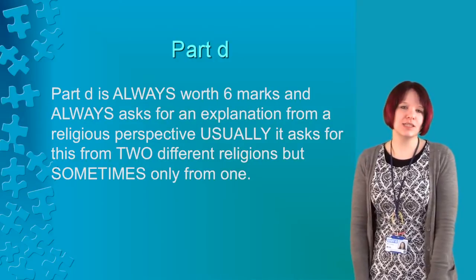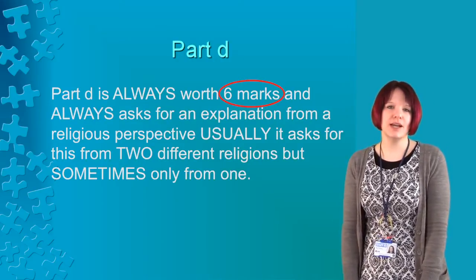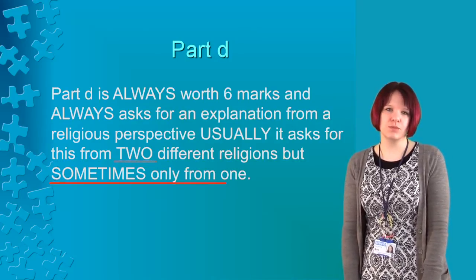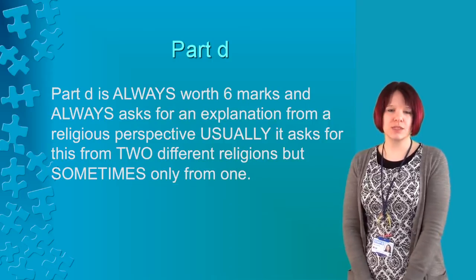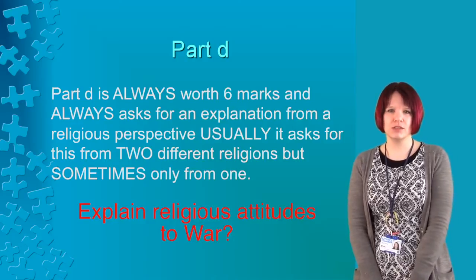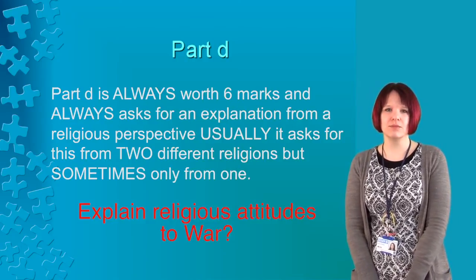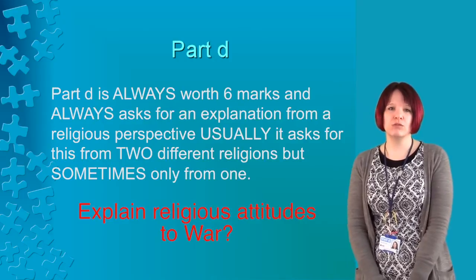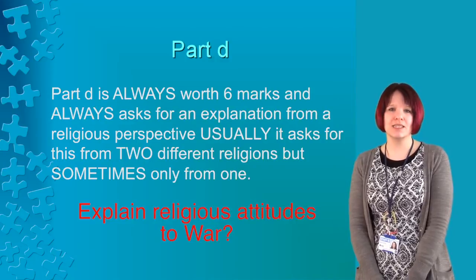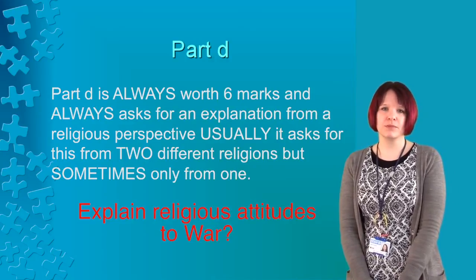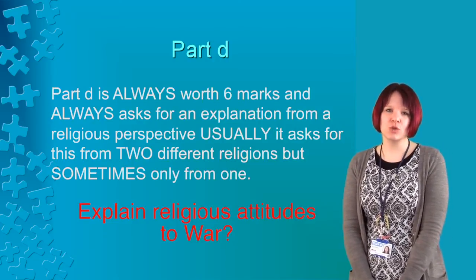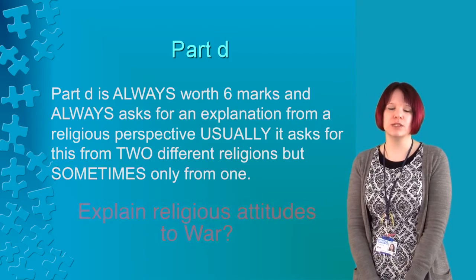Part D is always worth 6 marks. Usually it asks you to give an opinion from 2 religious points of view, but sometimes it's just 1. For example, explain religious attitudes to war. Remember to always say some Christians, because not all Christians will have the same opinion. Some Christians believe that war is wrong and that God wanted peace. Other Christians believe that war can be necessary. Remember the 5 principles. Make sure you use the word some, make sure you give enough information, and make sure that you have given them from 2 religious points of view.